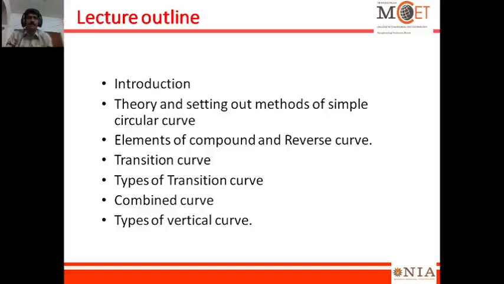In the curves, we are going to have the introduction, theory and setting out methods of simple circular curve, elements of compound curve and reverse curve, transition curve, types of transition curve, combined curve, and types of vertical curves.